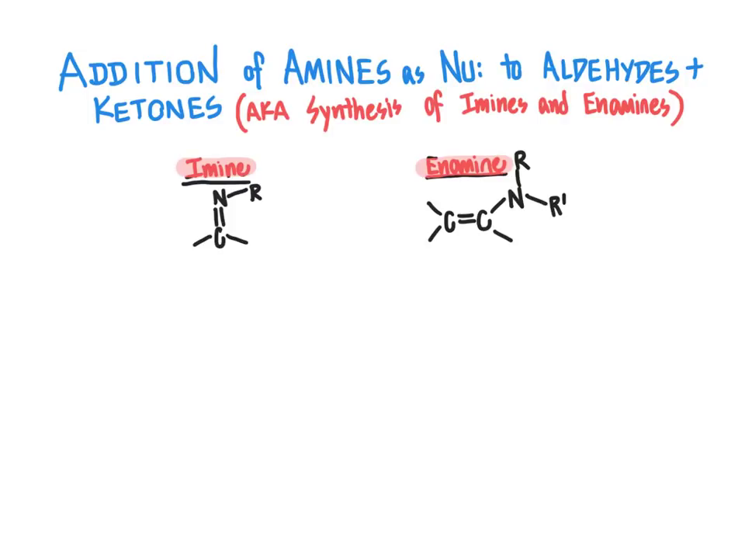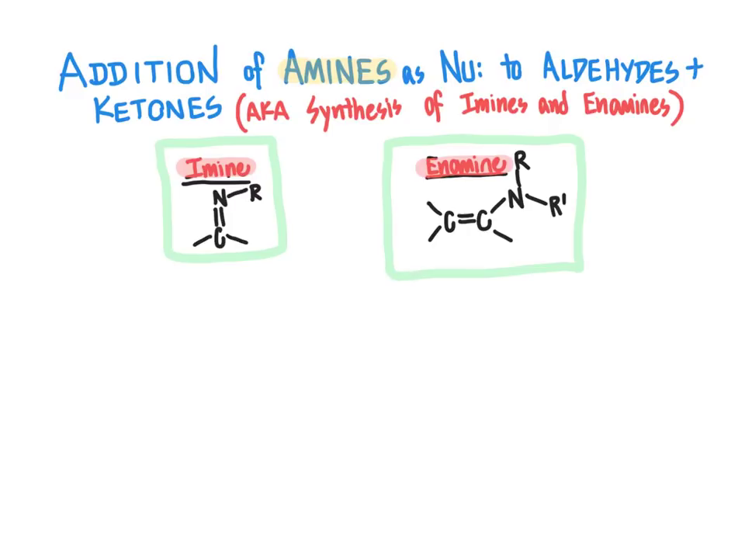In this segment, we continue our discussion of addition reactions to aldehydes and ketones, where we're adding nucleophiles to the carbonyl group. And in this particular segment, our focus is going to be on adding amines as our nucleophiles to the aldehydes and ketones. And what we're going to see is that by adding amines as our nucleophile to aldehydes and ketones, what we end up yielding as the functional group in our final observed product is going to be either the imine functional group or the enamine functional group.